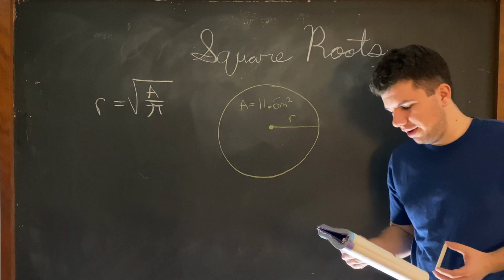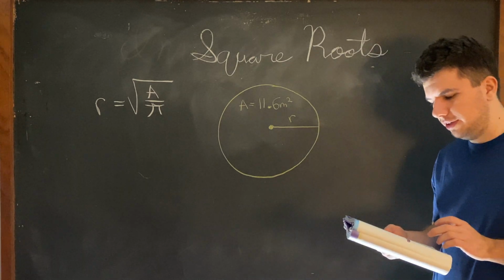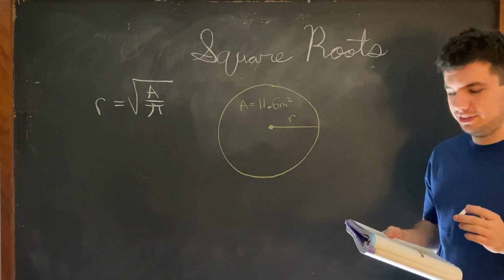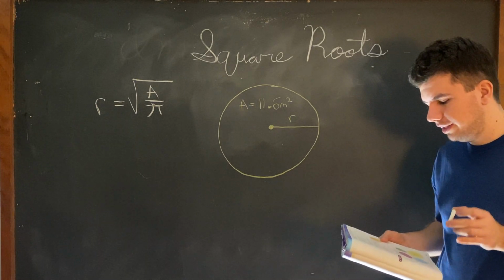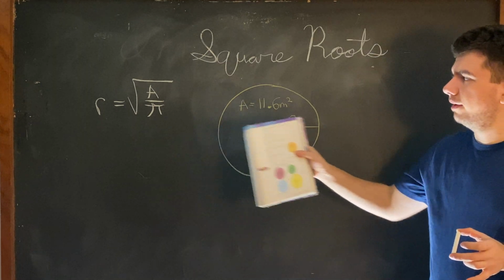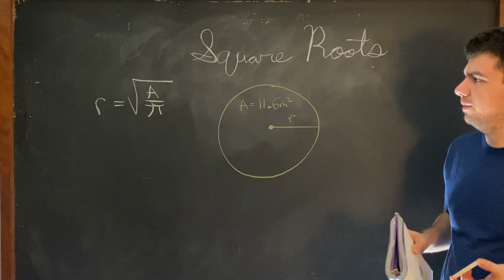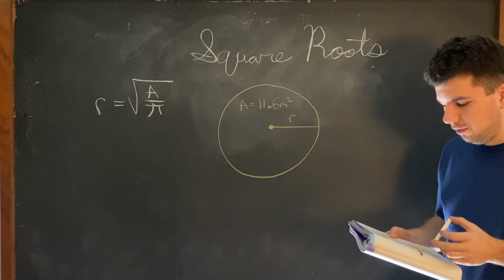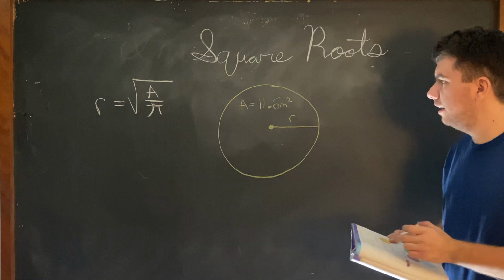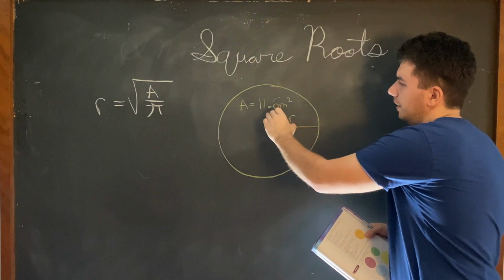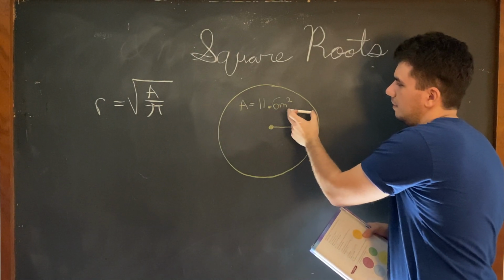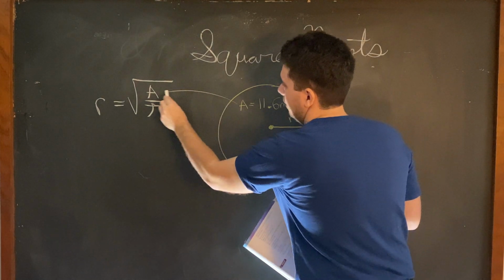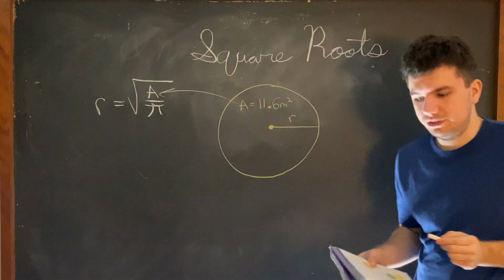Okay, grade 8s, we're going to run through the example on page 335. A circular rug has an area of 11.6 meters squared. To calculate the radius of the rug, we're going to use our formula: radius is equal to the square root of area over pi. Now, we're going to substitute into A the area of the circle, so that's our 11.6 meters squared.